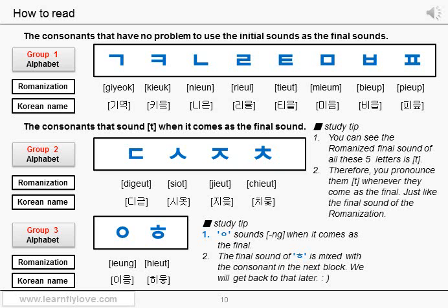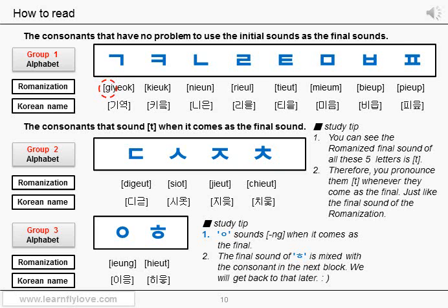The consonants in group 1 are the ones that can use the initial sound as the final sound, which means you don't have to remember the final sound of each consonant in group 1. Just remember the initial sound of them. For example, the initial sound of the first consonant is G, like G in English. And you don't have to remember the final sound of G because you can use the same sound for the final. Still don't get it? Don't worry. We'll show you an example on the next page.